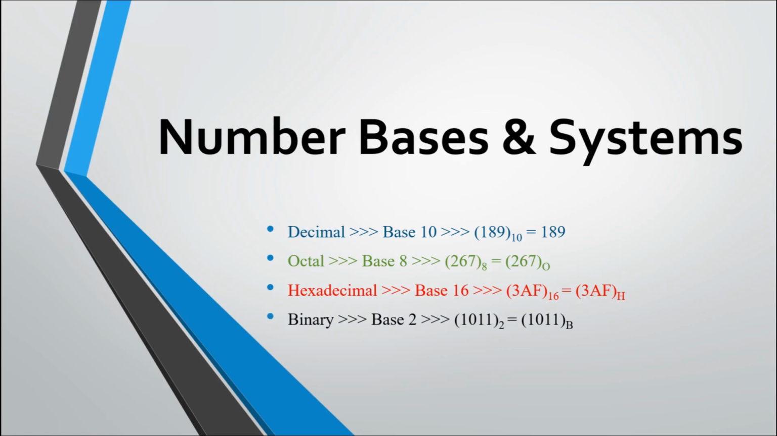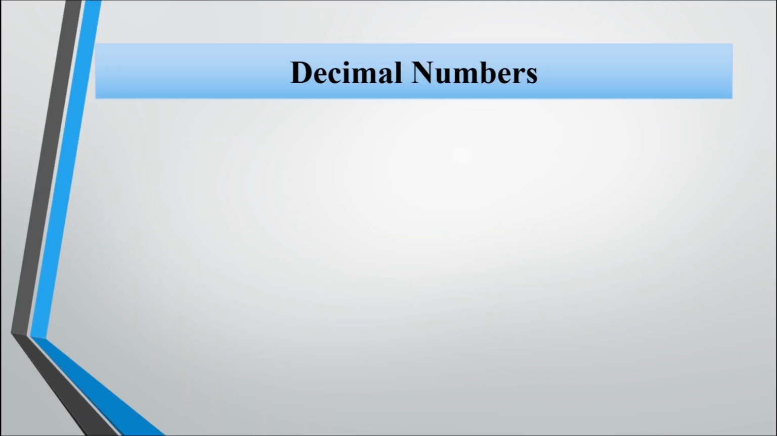Another important numbering system is binary, which is in base 2. For example, we have the number 1011 in base 2, or we can write it as 1011 with the subscript B, which stands for binary. Now let's start with the decimal number system. Decimal numbers are base 10 numbers. We actually use decimal numbers in our everyday life.